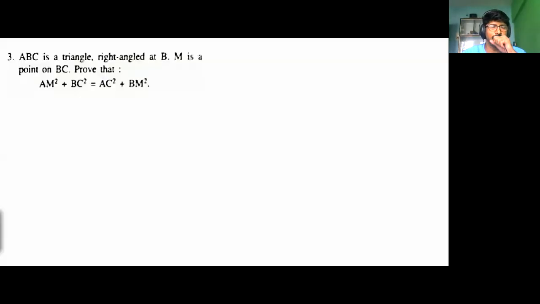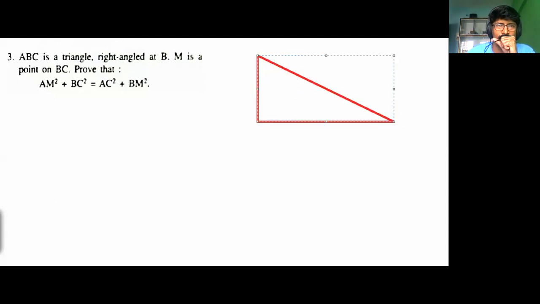Let's start with example number 3. Triangle ABC is a triangle with a right angle at B. So I'll just draw the triangle. Guys, please draw the triangle, it will always help you a lot. A, B, and C, and the right angle is mentioned to be at B.